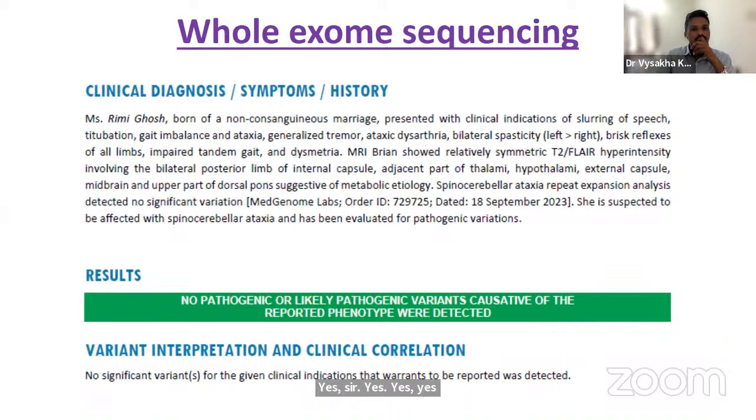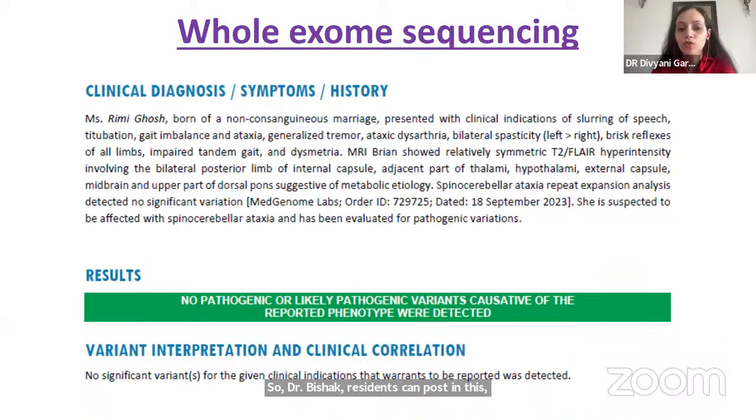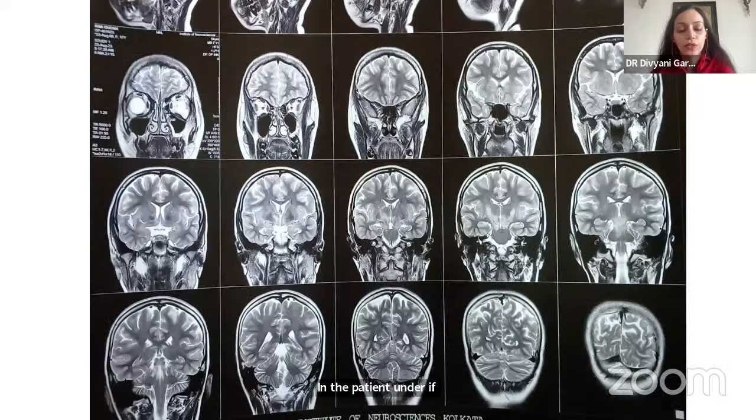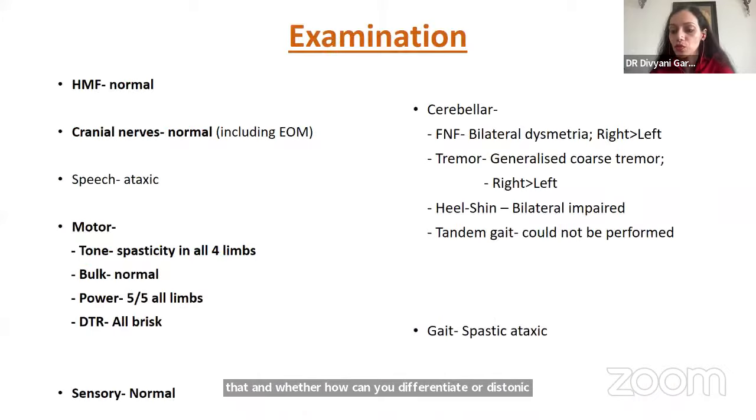Dr. Bishak, residents can post in this, right? So there are a couple of questions for you all. Someone has asked whether there was a hint of cervical dystonia in the patient, and if so or if not so, why do you say that, and how can you differentiate a dystonic tremor from a cerebellar tremor in such a situation?